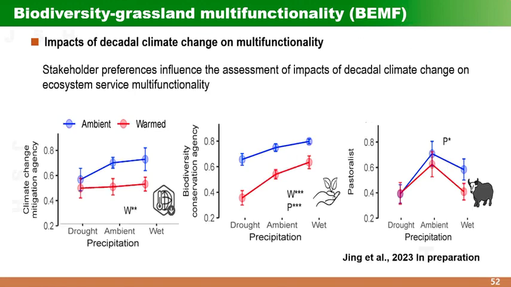With our experiment, we also studied how climate change affected multifunctionality. After a decade of warming experiment, we found that warming decreased ecosystem multifunctionality. For the farmers, for the biodiversity conservation agency, we arrive at similar conclusions. The warming will have a negative effect on ecosystem multifunctionality.